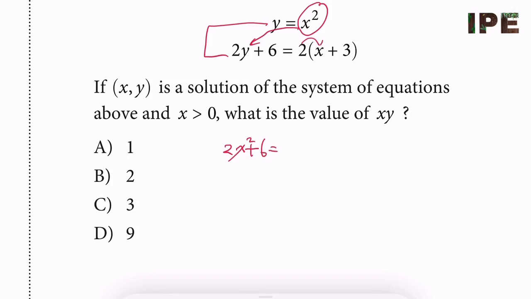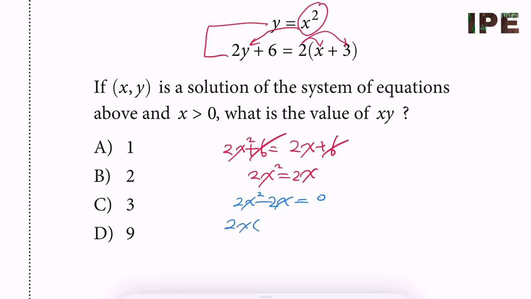And then just distribute it properly. 2x plus 6, and the 6s cancel out. So 2x squared equals 2x. Then subtract 2x: 2x squared minus 2x equals 0. 2x is a common factor, so 2x times (x minus 1) equals 0. So what are the x values? x is 0 or x is 1.